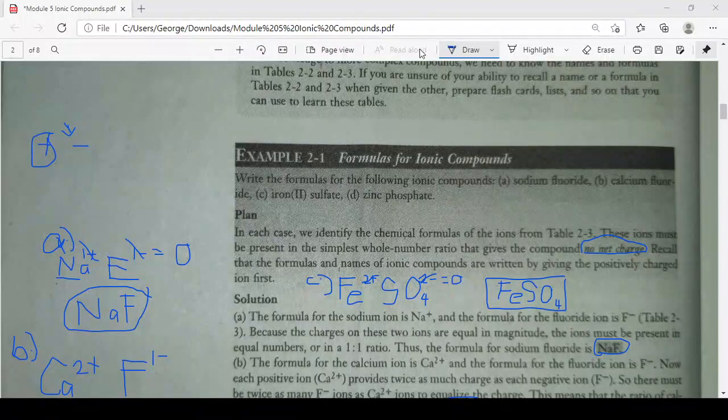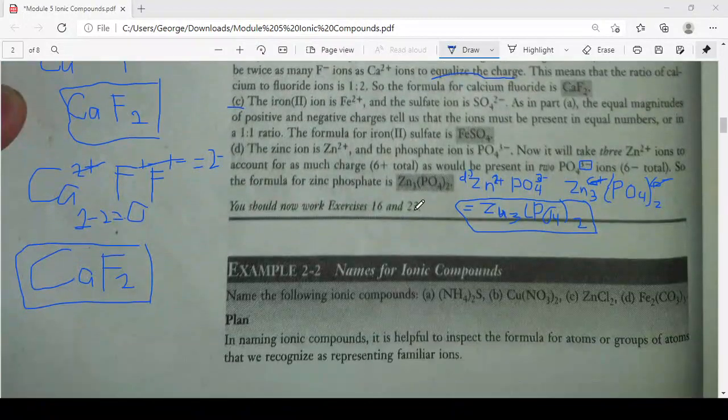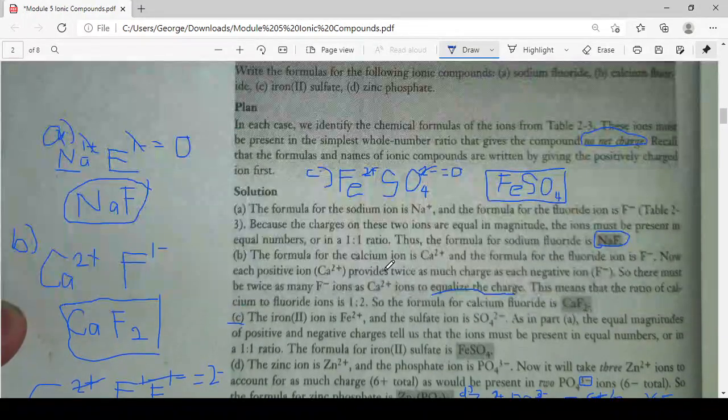So now that we know how you write your formulas in your ionic compounds, next we have the names for your ionic compounds. Paano ta sila pangalanan ang aton nga ionic compounds when we are given the formula. So name the following ionic compounds. You have your (NH4)2S. You have your Cu(NO3)2. You have your zinc, ZnCl2. And you have your iron, Fe2(CO3)3. So how do you know that these are the formulas of each compound? Again, to know this, you need to have a periodic table of elements, which I will provide man sa inyo, or you need to look at table 2.3.